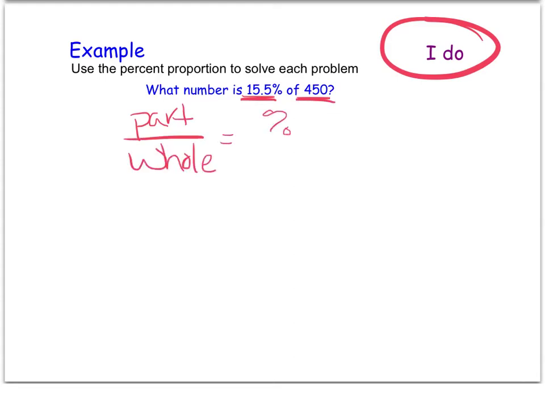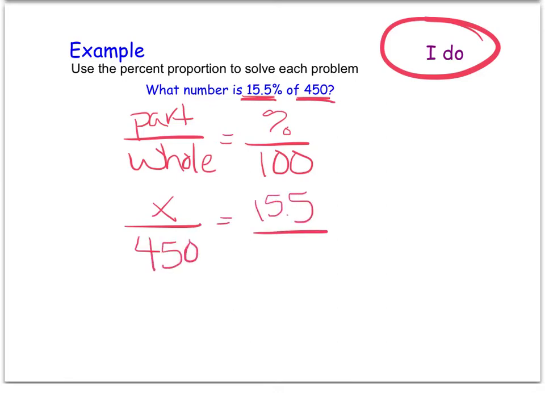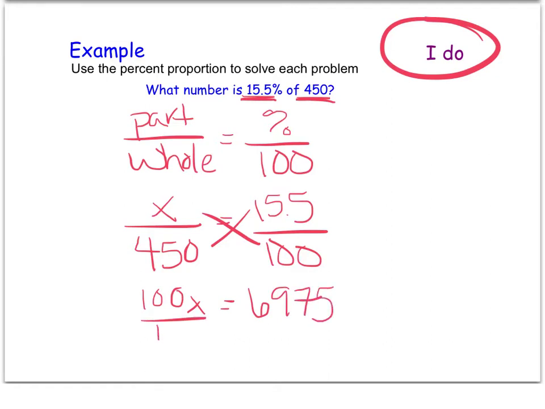equals percent over 100. So the part, I don't know. But I do know that the whole is 450, and I know my percent is 15.5 over 100. We do some cross multiplying, we get 100x equals 450 times 15.5, which is 6,975. Divide by 100, and x is 69.75. So that number they're looking for, 69.75, is 15.5% of 450.